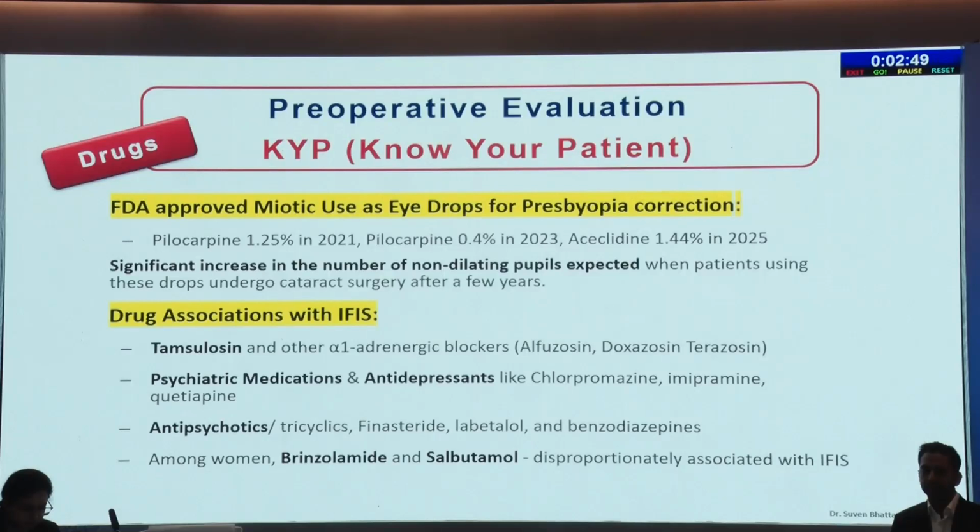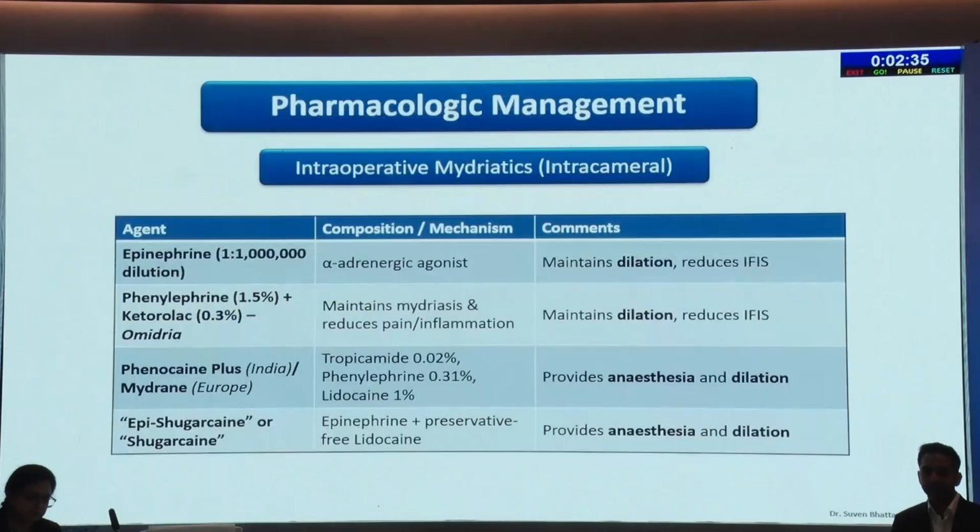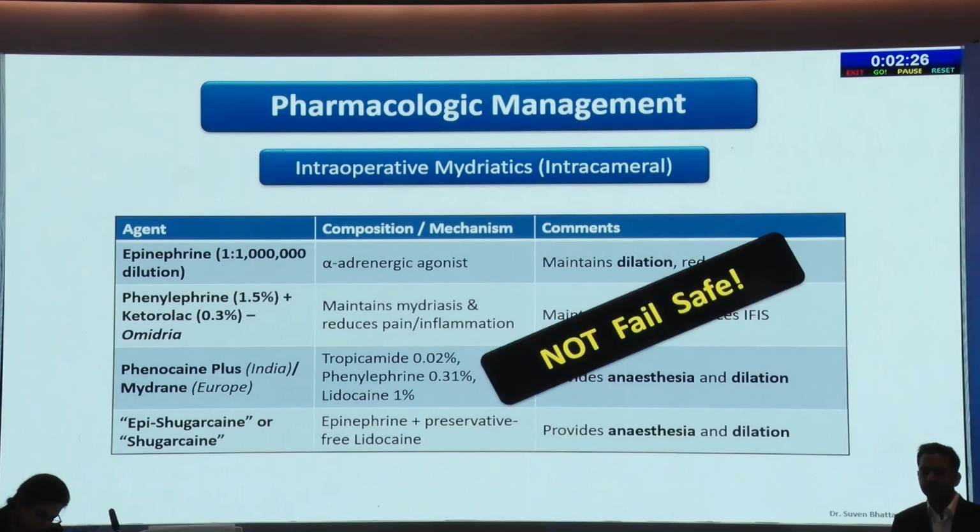And there's a host of drugs like we know, tamsulosin, psychiatric medications, antidepressants, antipsychotics. In women, brinzolamide and salbutamol strangely have a disproportionately high association with IFIS. There's a lovely paper in AJO in 2025. So no amount of history taking is going to help you prevent surprises. Pharmacological agents, yes, there are a lot of them, and maybe that would be a first line if you think that it's low risk, but it's not fail-safe. The pupils can still come down.